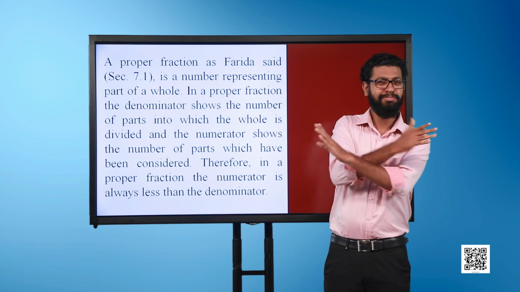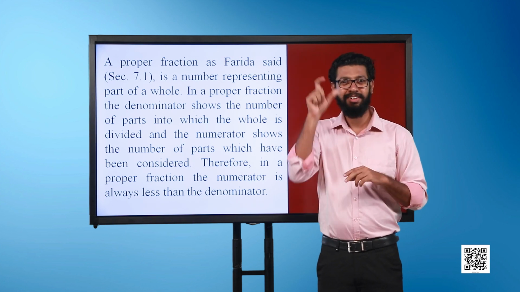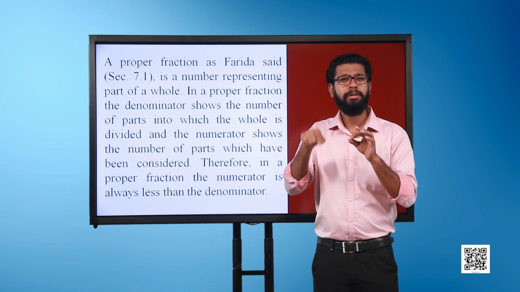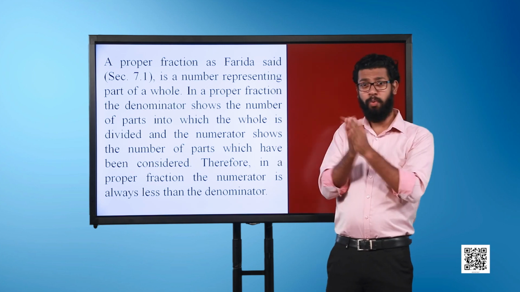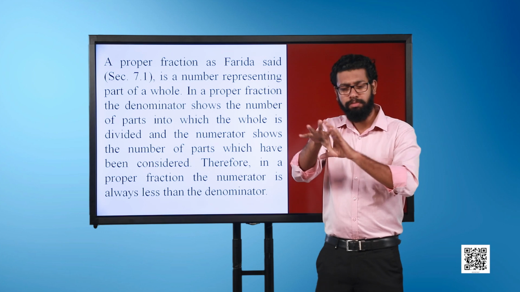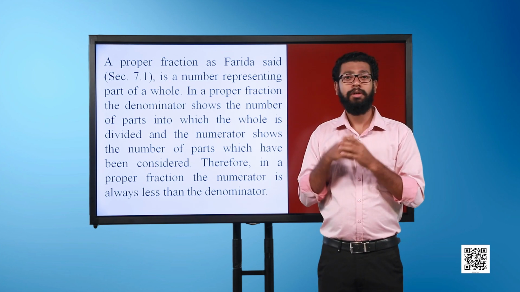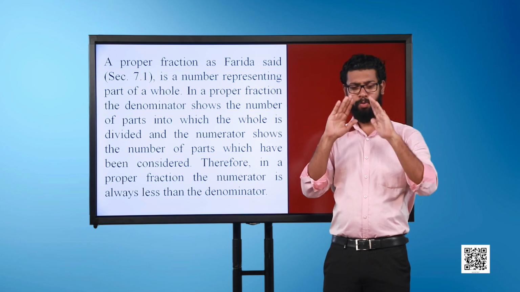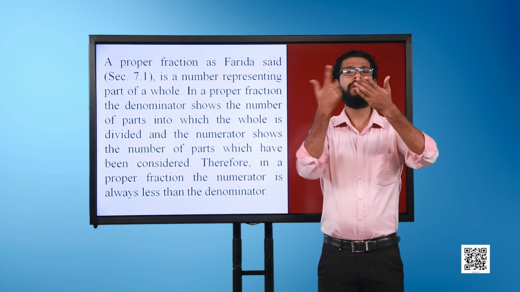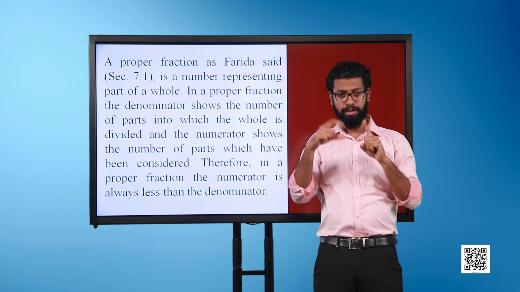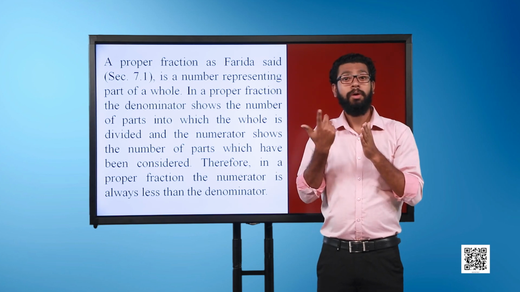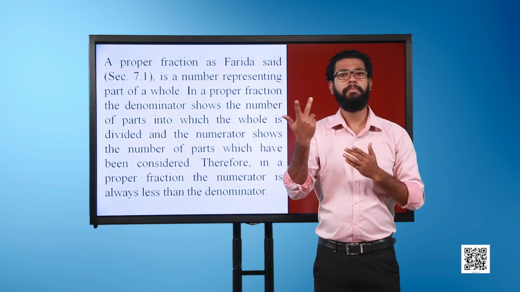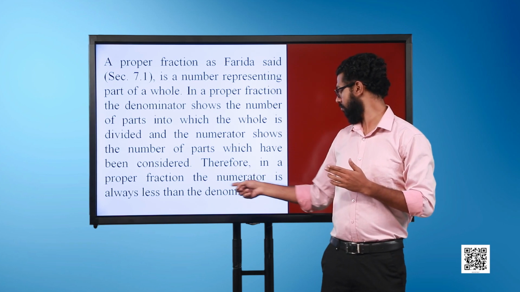A proper fraction, as Farida said in section 7.1, is a number representing part of a whole. In a proper fraction, the denominator shows the number of parts into which the whole is divided, and the numerator shows the number of parts which have been considered. Therefore, in a proper fraction, the numerator is always less than the denominator.